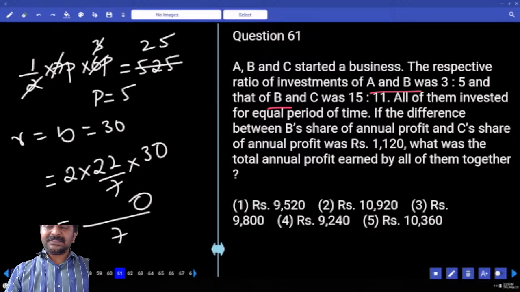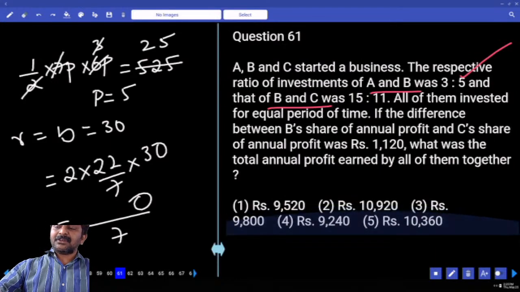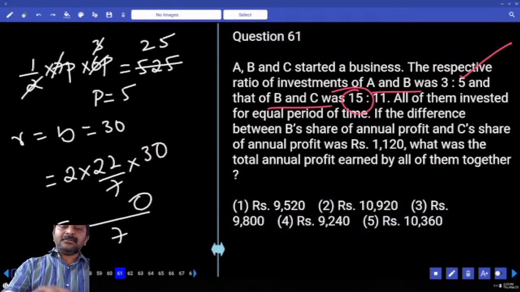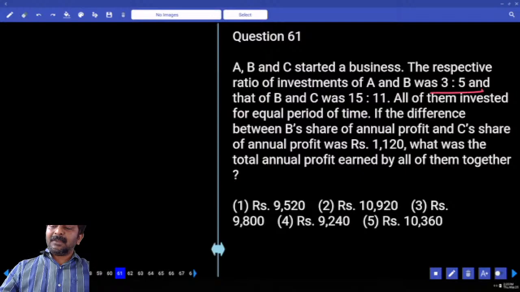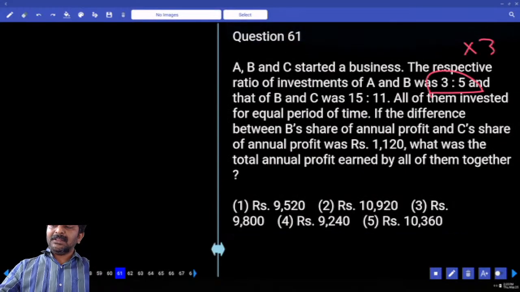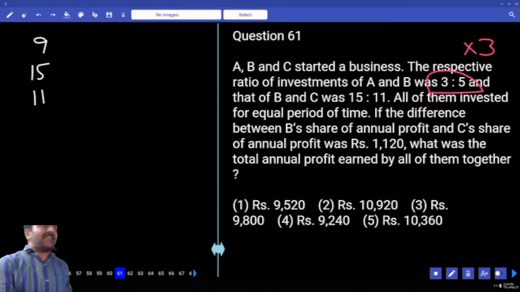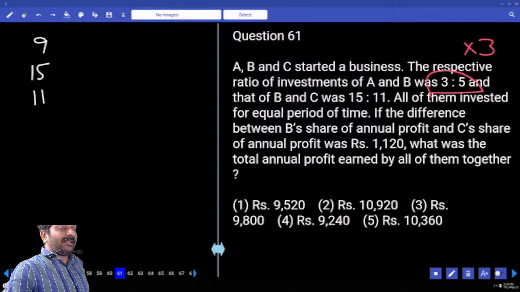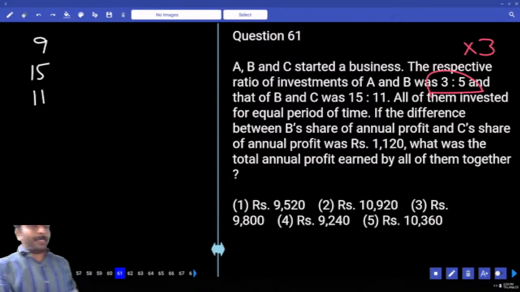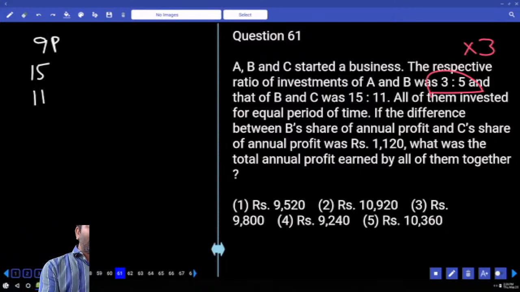The AB ratio and BC ratio are given. Who is common? B. B in the first ratio is 5 parts. In the second ratio, both must be the same, right? So for that reason, we'll multiply the first ratio with 3. Then it becomes 9, 15, 11. Investments are the same, that's what they said. Correct, investment time periods are the same. Then the investment ratio is equal to the profit sharing ratio. Then how many total parts do we have?